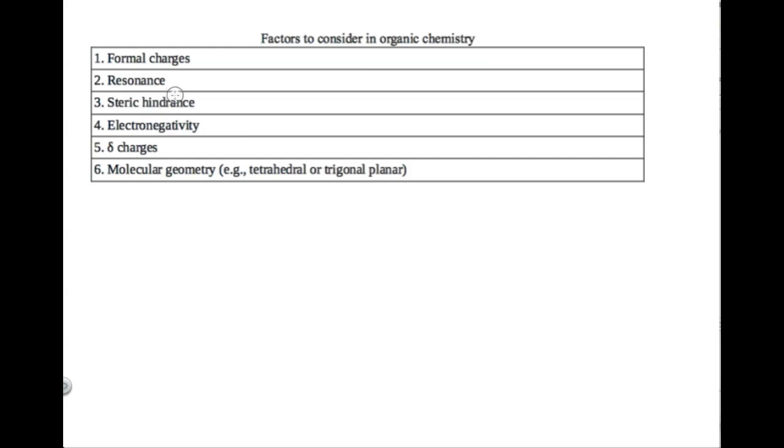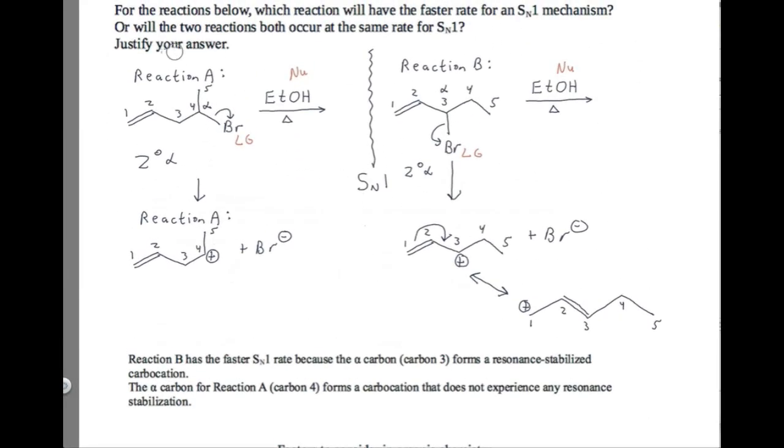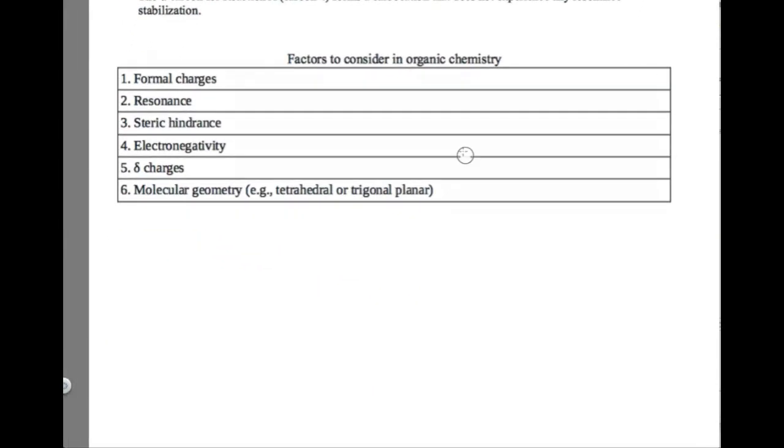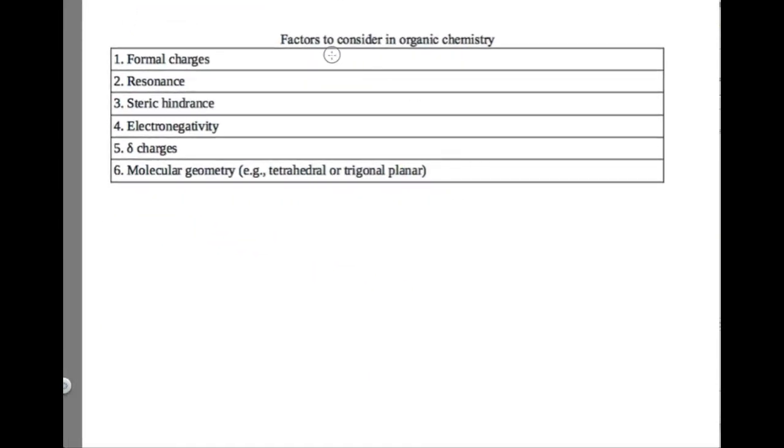Steric hindrance plays an important role in organic chemistry. Also sometimes electronegativity, delta charges, molecular geometry. So it's useful to have this checklist that you can run through in your head if you're given a question like this previous one where you have to explain or justify something. Obviously, this is far from complete. There are many other factors that might sometimes be important in Ochem. These are just some of the most important factors that occur to me right now.